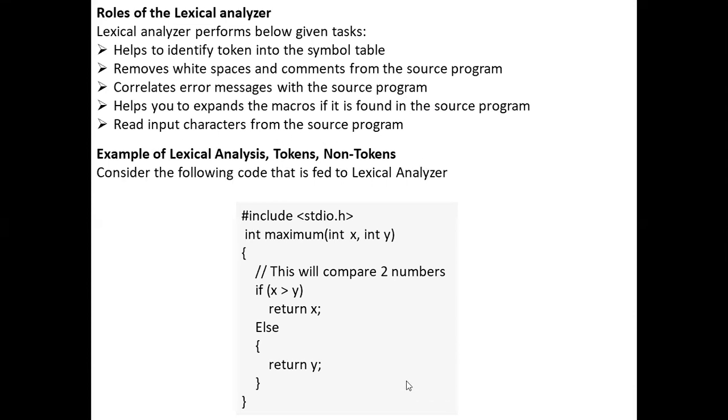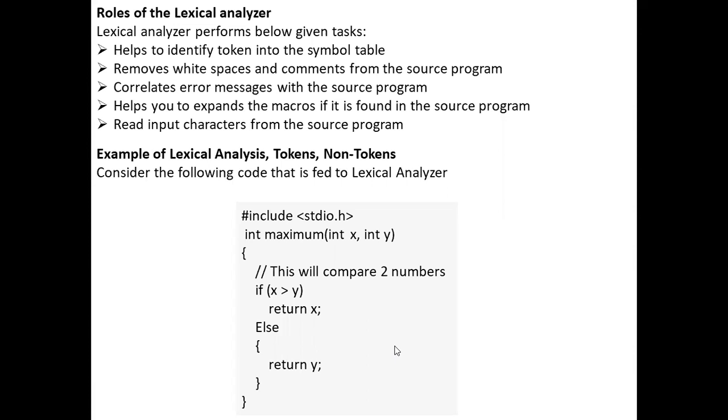This is an example of how to find the tokens and non-tokens in a particular piece of code. This is a piece of code: int maximum, int x comma int y, clear? In this piece of code, we compare two numbers, x and y. If x is greater than y, then return x, right? If y is greater than x, then return y. Now the question is, in this piece of code, which are the valid tokens and which are the invalid tokens.